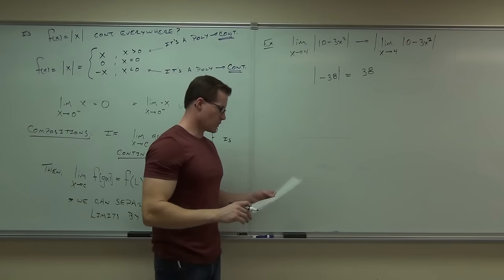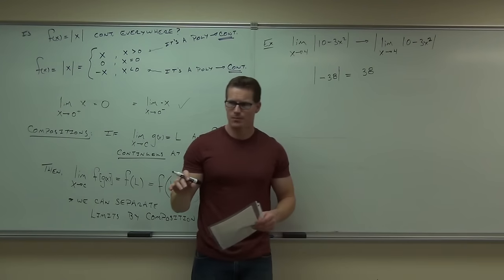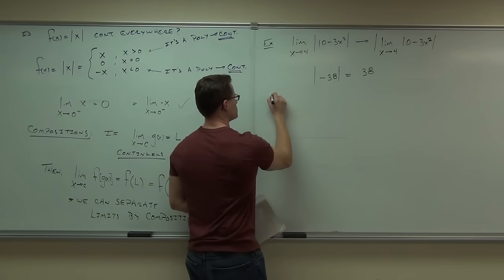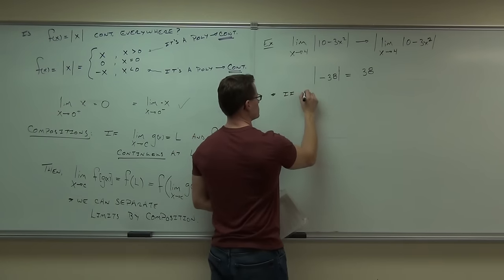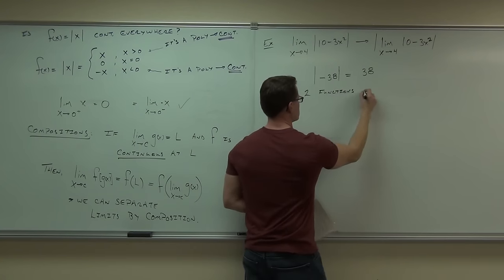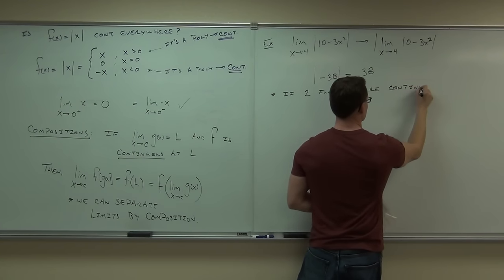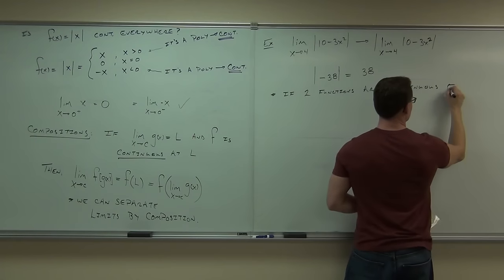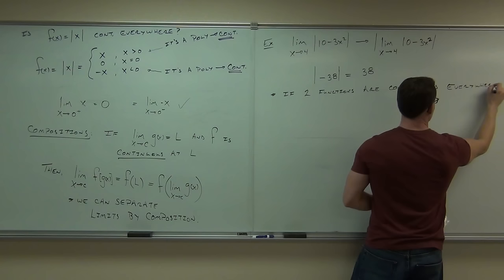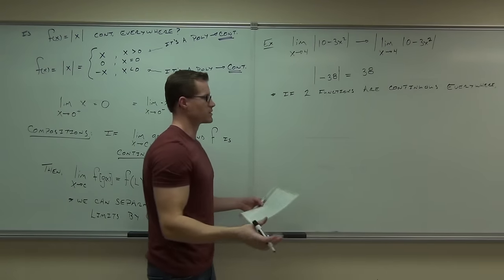A couple notes before we go. If two functions are continuous everywhere, their composition will be continuous everywhere. Absolute value with anything inside, it can be considered a composition.